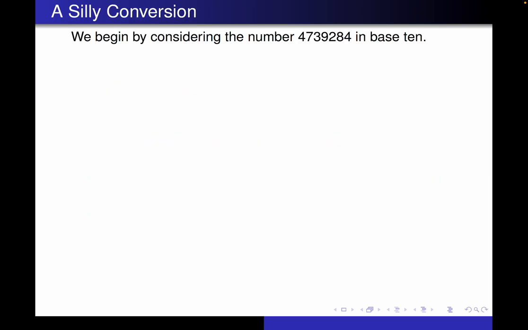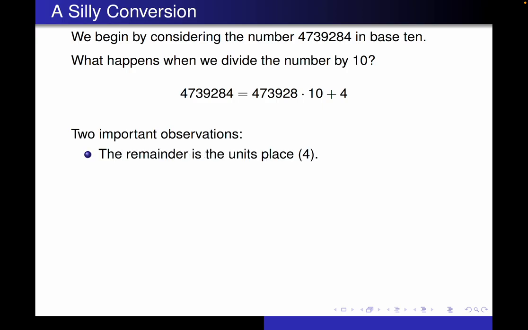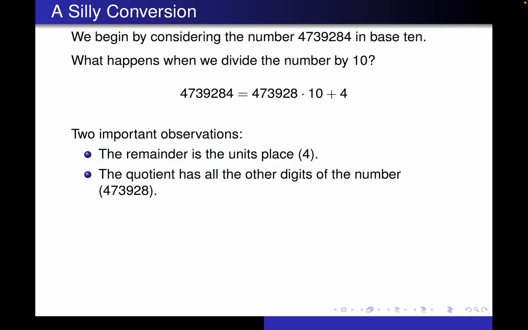So we're going to begin by considering this big old number in base 10. It is 4,739,284. And we're going to see what happens when we divide the number by 10. Well, when we do that, we get a quotient of 473,928 and a remainder of 4. Two important observations. First of all, that 4, that is the remainder, that is the units place. And the quotient, it turns out, has all the other digits in it. In fact, it's basically take the original number and remove the 4 from it, and you get the exact quotient.